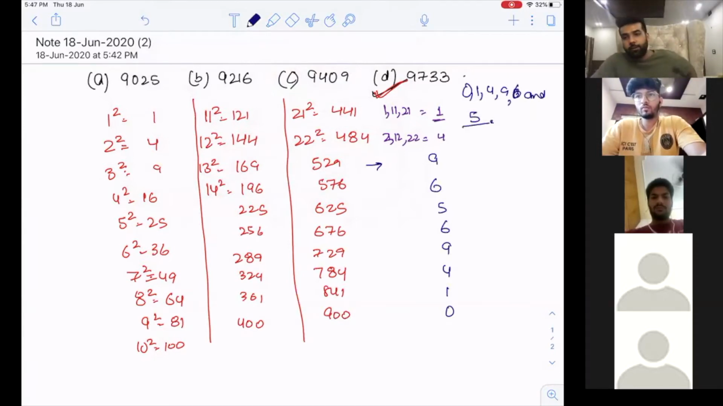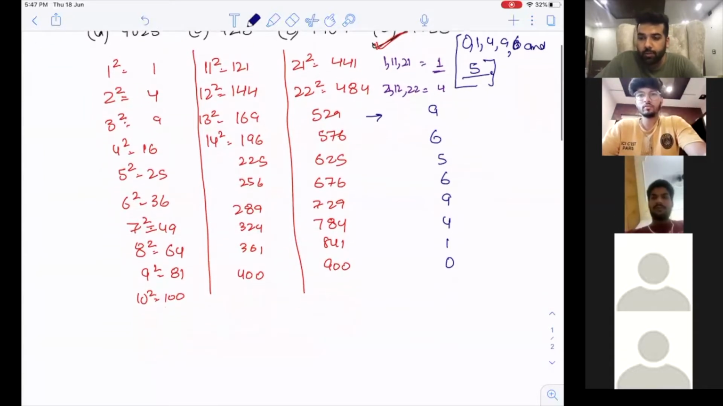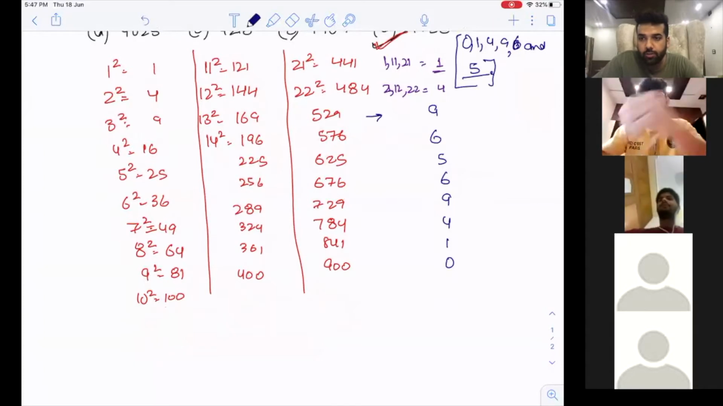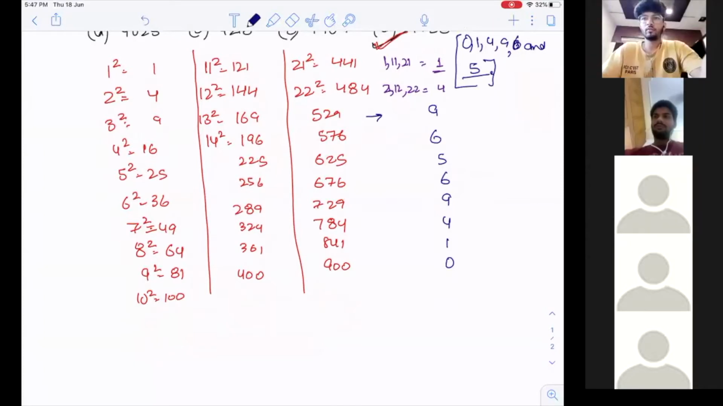Is it clear or not? All my perfect squares will end with 0, 1, 4, 9, 6, and 5. Any doubts with this? No, sir. Okay, you can just do thumbs up if you're able to get it. Everybody, if you're able to get it, just do thumbs up. Clear, everybody? Okay, absolutely clear.